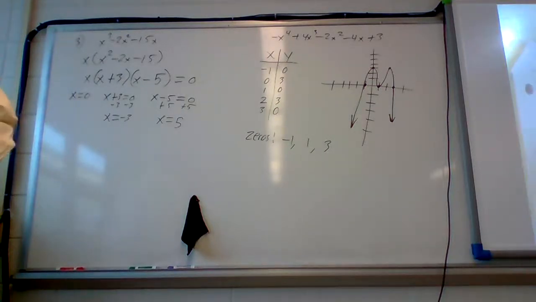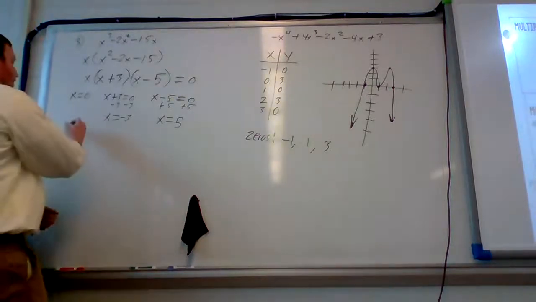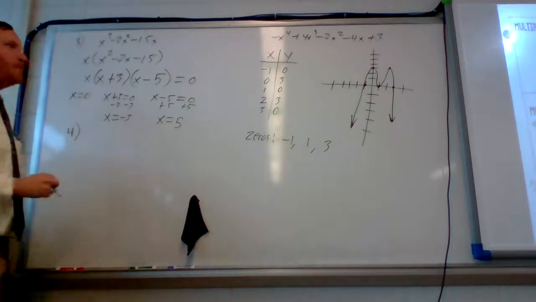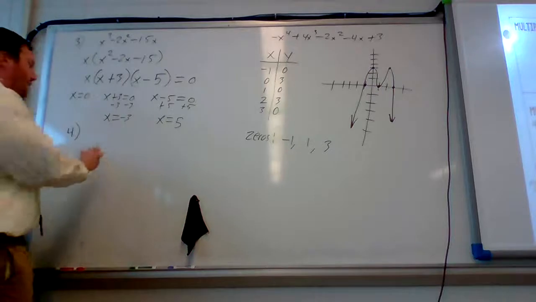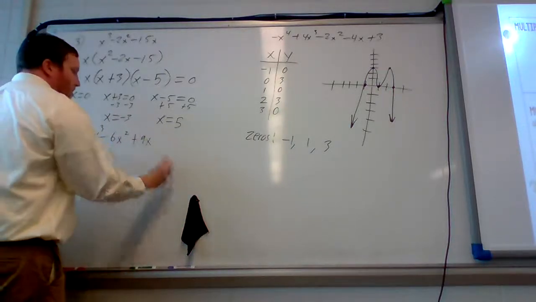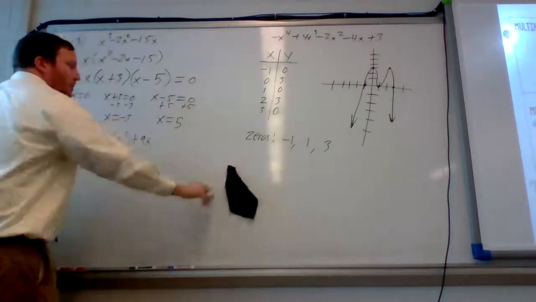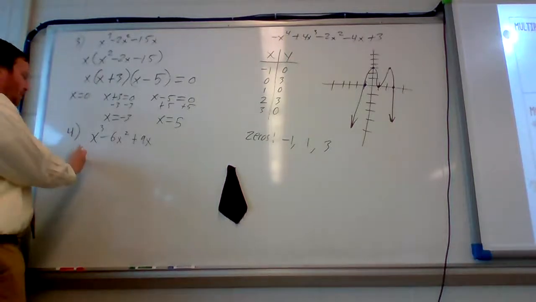So then let's talk about the next thing, which is multiplicities. The multiplicity of a zero is equal to the number of times its corresponding linear factor occurs. So let's look at number 4. Number 4, we've got x cubed minus 6x squared plus 9x. How could we factor this one? What would be the first step? Take out an x, right? They all have an x in common. I'm going to take that out.